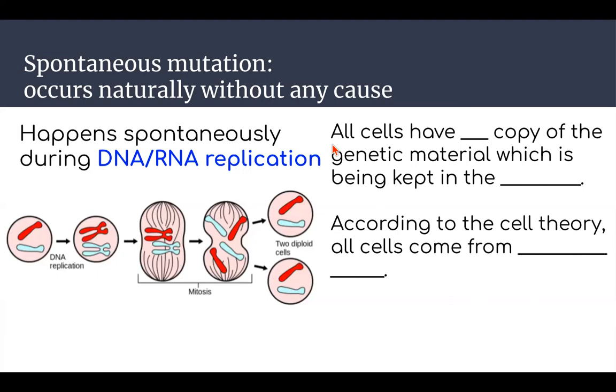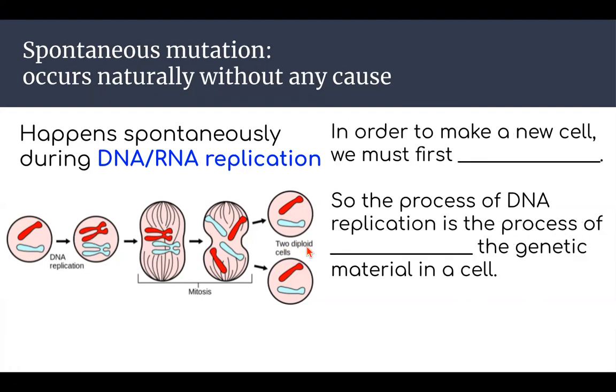You know by now that all cells have one copy of genetic material, and that is being kept inside the nucleus. And according to the cell theory, you know that all cells come from pre-existing cells, meaning that you have to divide your cells up into twos when you want to make a new cell. Now, when that happens, you can't just divide and chop up your chromosome and then chop up your cells like that. You have to first replicate your DNA.